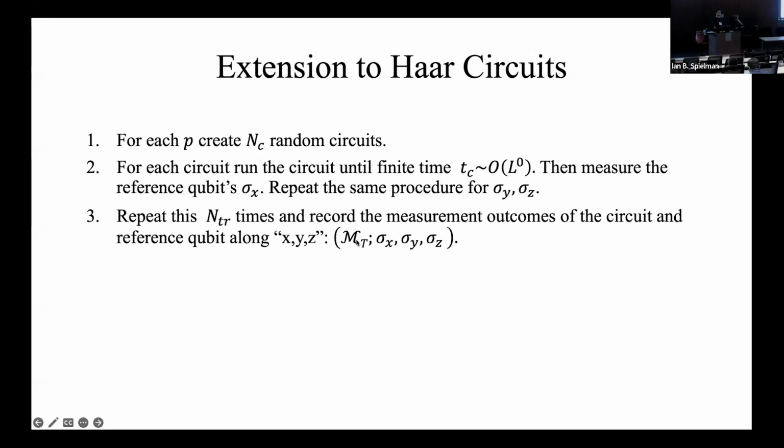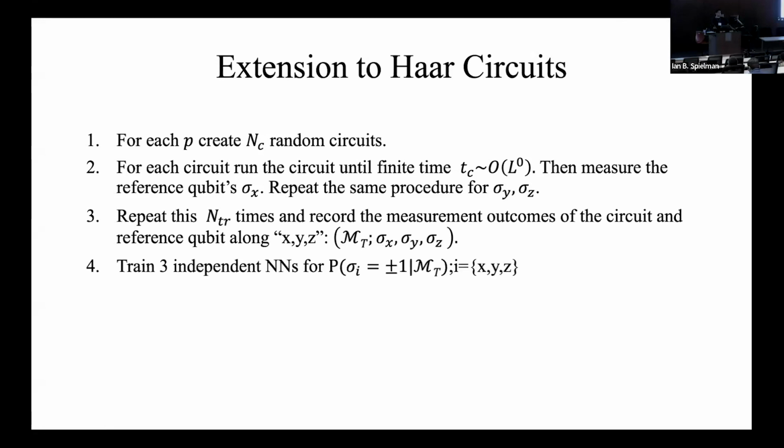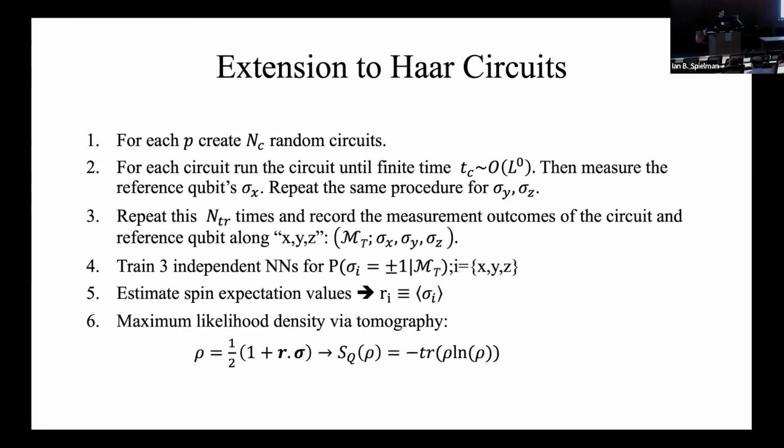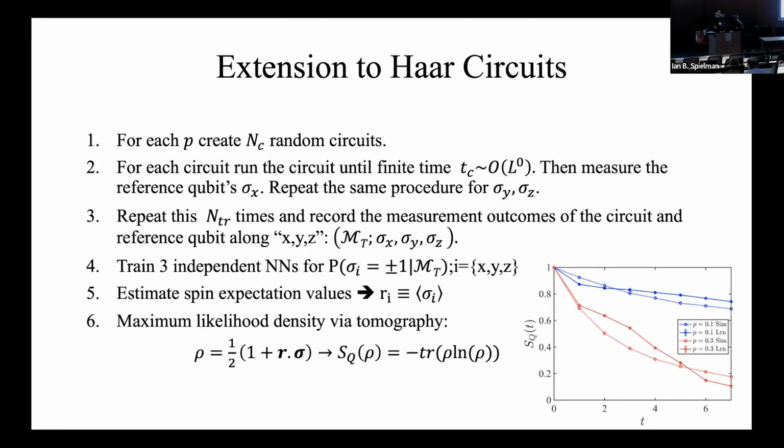So this is our input, and these are our outputs that we use. Correspondingly, we can determine the probability distribution given one trajectory for all x, y, and z. Then, for example, using conventional maximum likelihood methods, we can determine the entanglement entropy when all the spin expectation values are non-zero. This is an initial result we obtained for Haar circuits. Now that we are repeating this, our results look better.